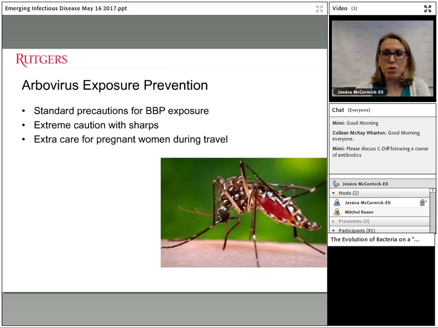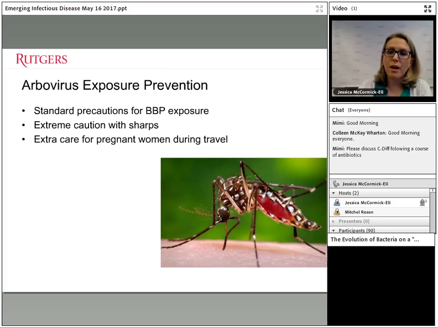Most of these are very similar to any of the bloodborne pathogens that clinicians are used to dealing with every day. So really good sharps safety is very important. Using sharps containers, no recapping, and using safer needle devices. And then if you are pregnant, using extreme caution with travel and following the travel guidelines for specific areas. Usually this involves mosquito netting and prevention of getting bit by mosquitoes to transmit these organisms.